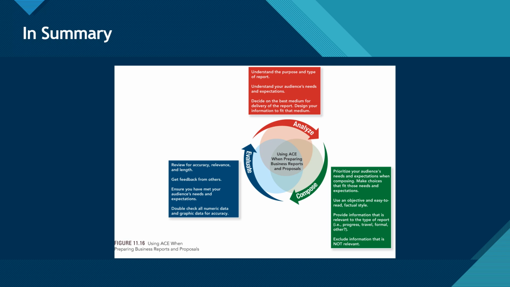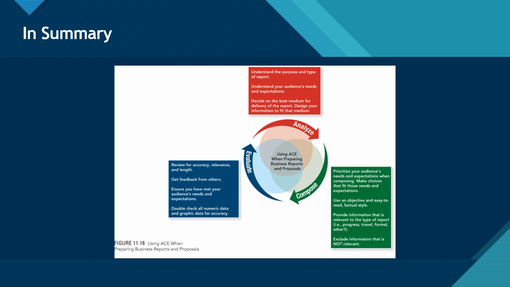Let's revise what we have learned now. In the Analyze section, we understood the purpose and type of the report, and our audience's needs and expectations. We learned how to decide the best medium for delivery of the report and design our information to fit that medium. Next, we have the Compose section, where we learn to prioritize our audience's needs and expectations when composing. We have to make choices that fit those needs and expectations.